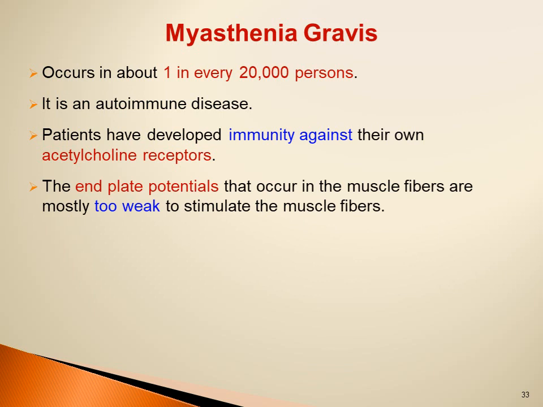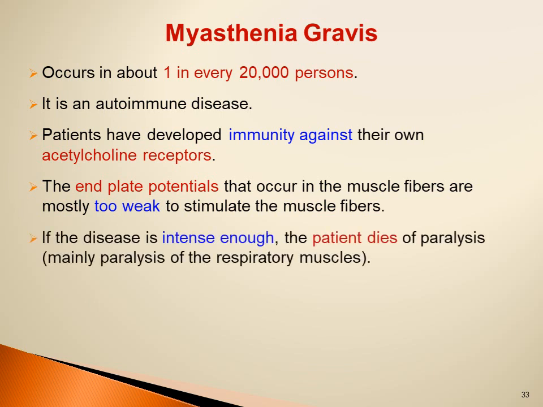The end plate potentials, due to the low number of receptors in the muscle fiber, are mostly too weak to stimulate the muscle fibers. So the end plate potentials will not bring the surrounding membrane potential to threshold to generate an action potential. If the disease is severe enough, the patient might die due to the paralysis of muscles, especially the paralysis of the respiratory muscles.